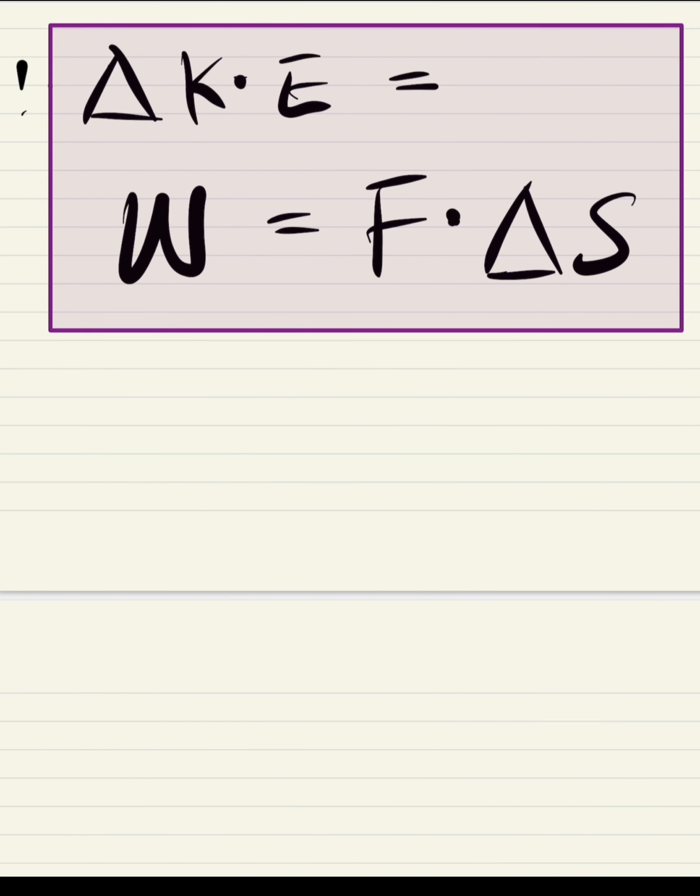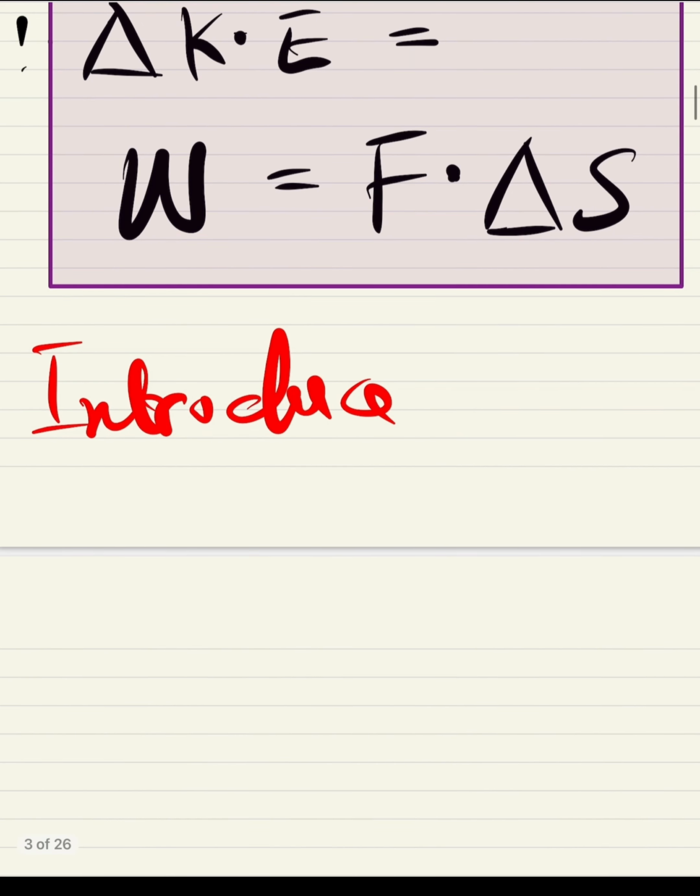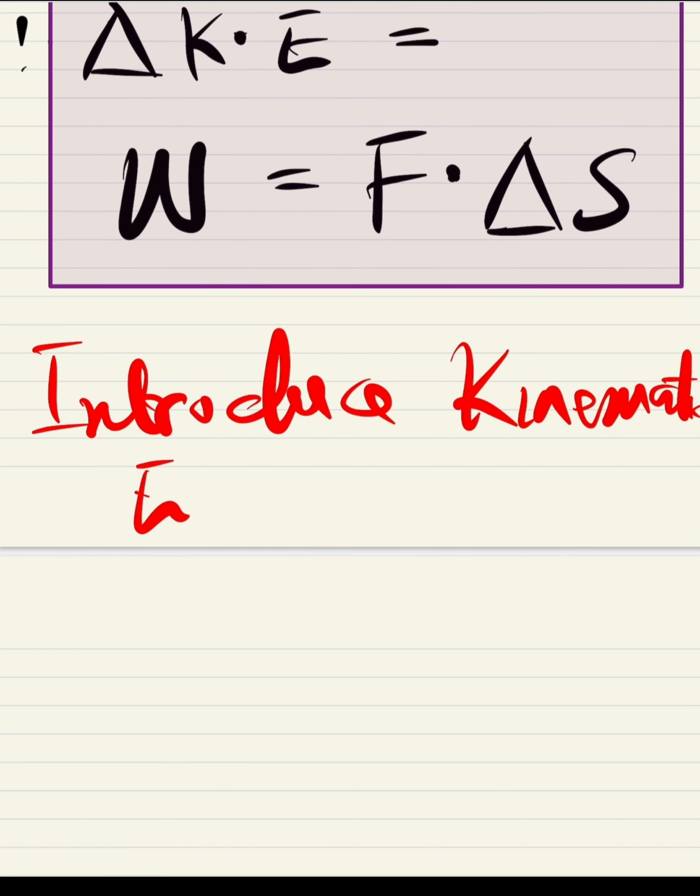So you know the equation, one of the equations that says, introducing kinematics. We call that the kinematics equation.